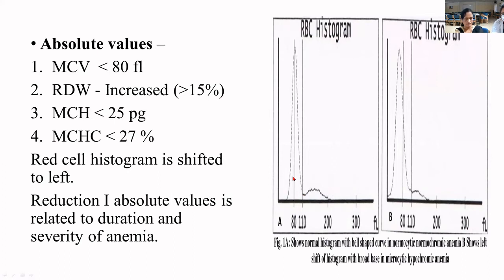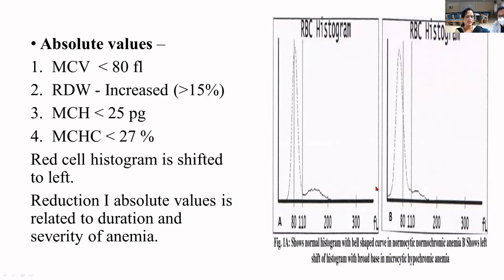The area between this curve will tell you about the red cell distribution width, which will be increased in iron deficiency anemia. This RDW is helpful in the differential diagnosis of microcytic hypochromic anemia. That is, RDW will be increased in iron deficiency. Yeah, just show the normal histogram.